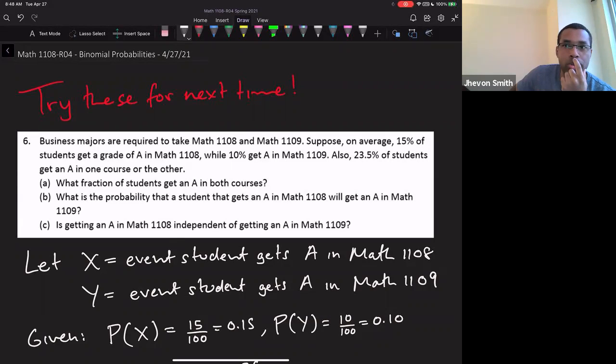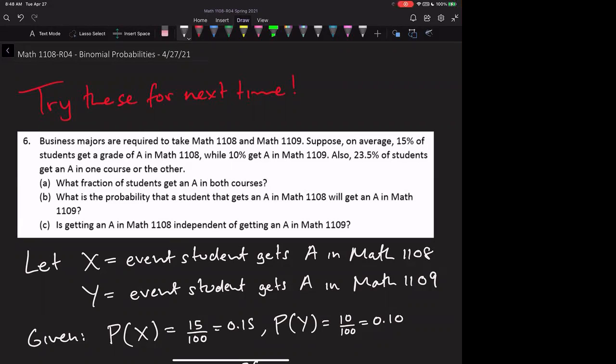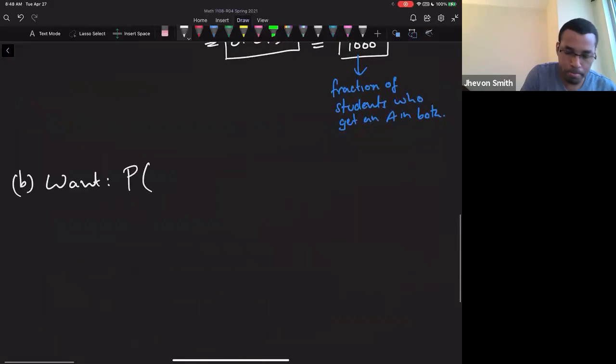Who's the A, who's the B, in terms of these new variables here? I didn't want to use A and B because in the question it's about getting an A. I didn't want to mix up the grade A with the event. Yeah, John? Probability of Y given X. That's right, probability of Y given X.